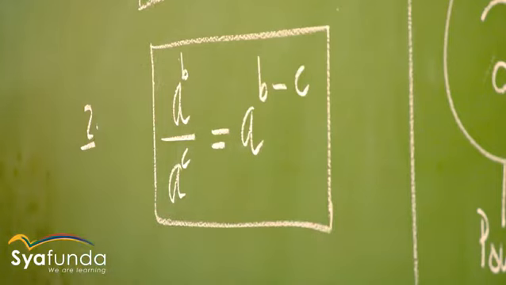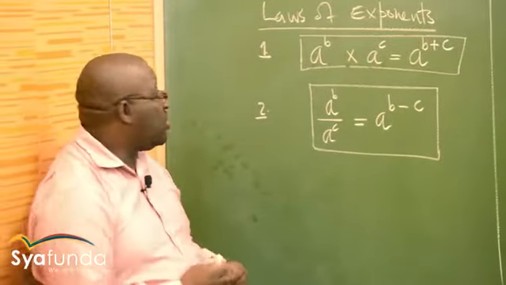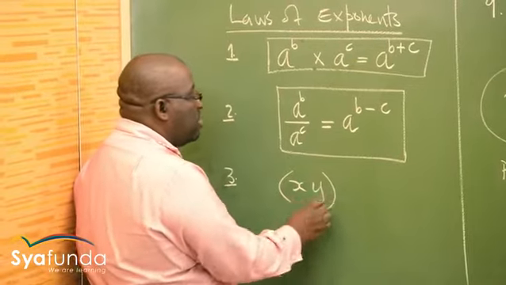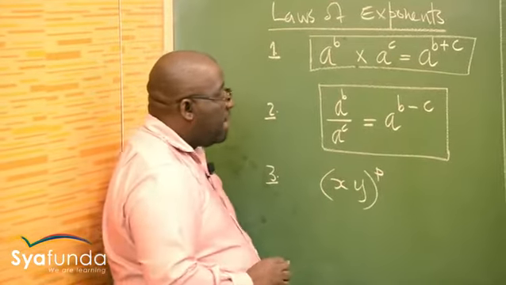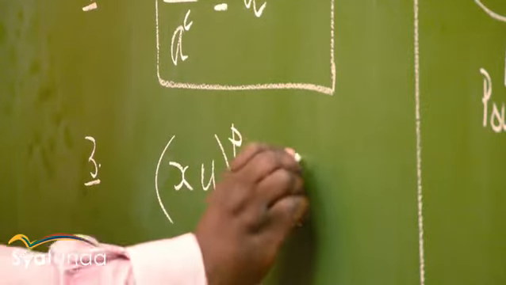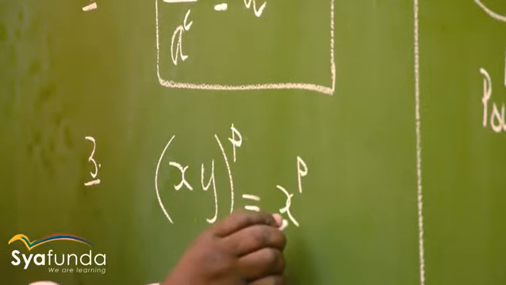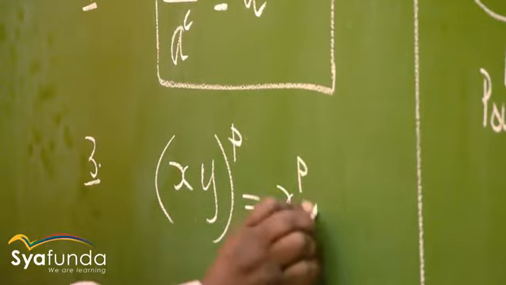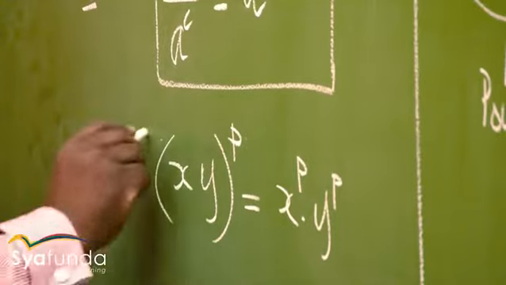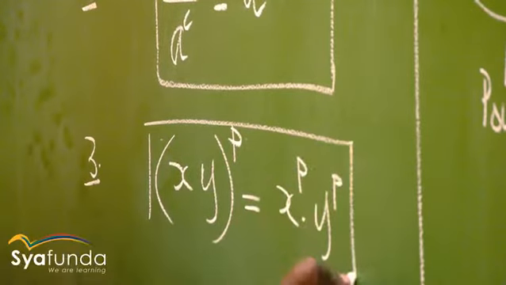Another important rule is what we call raising a power to a power, the third one. It says if I've got x times y, all this raised to the power p, the rule says this is the same as x to the power p times y to the power p. Both of them are to the power p. So this is what we call raising a power to a power.